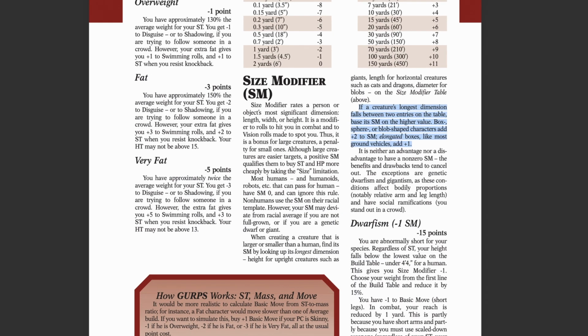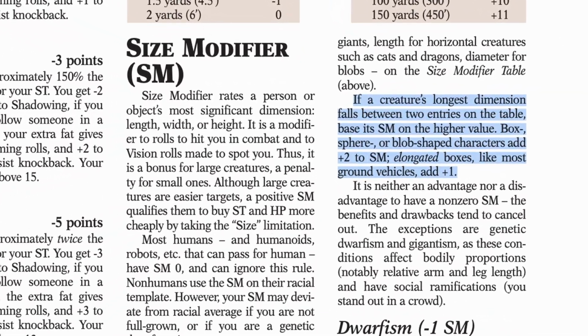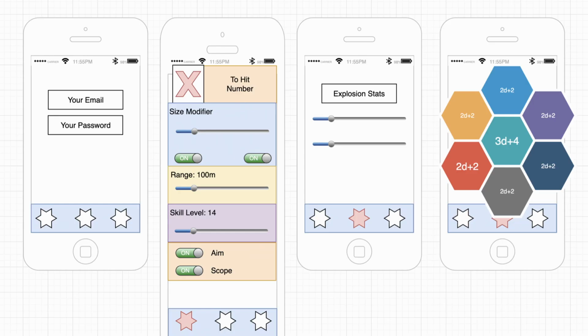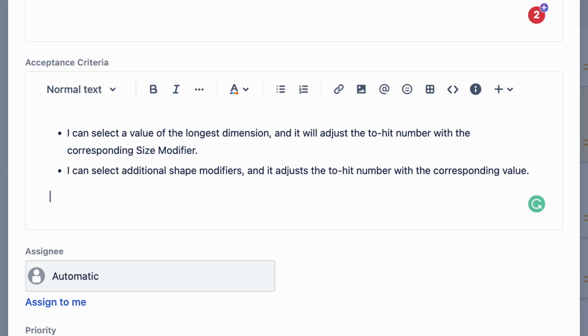By the way, that's an example where we need to collaborate with UI designers, because I didn't account for additional requirements described below this table. In the acceptance criteria, I'll write the following. I can select a value of the longest dimension and it will adjust the to-hit number with the corresponding size modifier. I can select additional shape modifiers and it adjusts the to-hit number with the corresponding value.